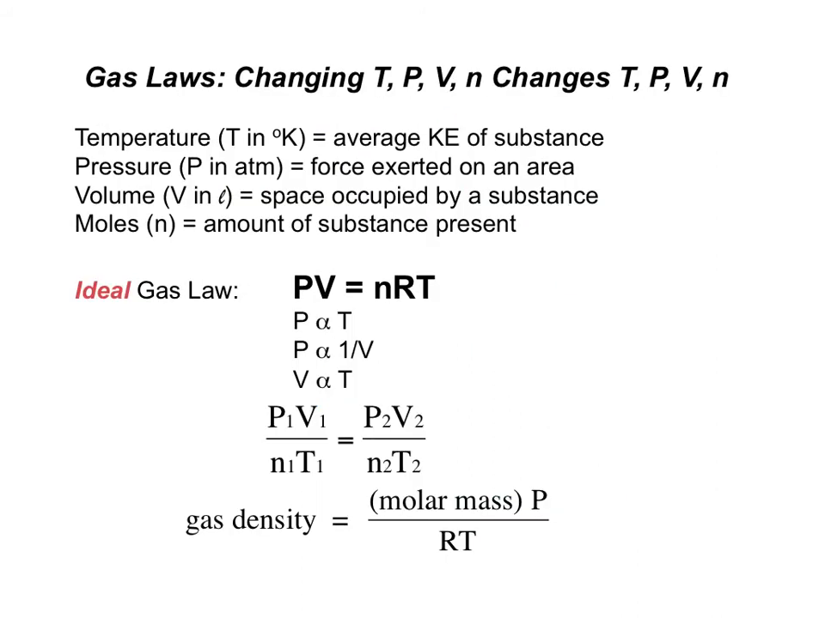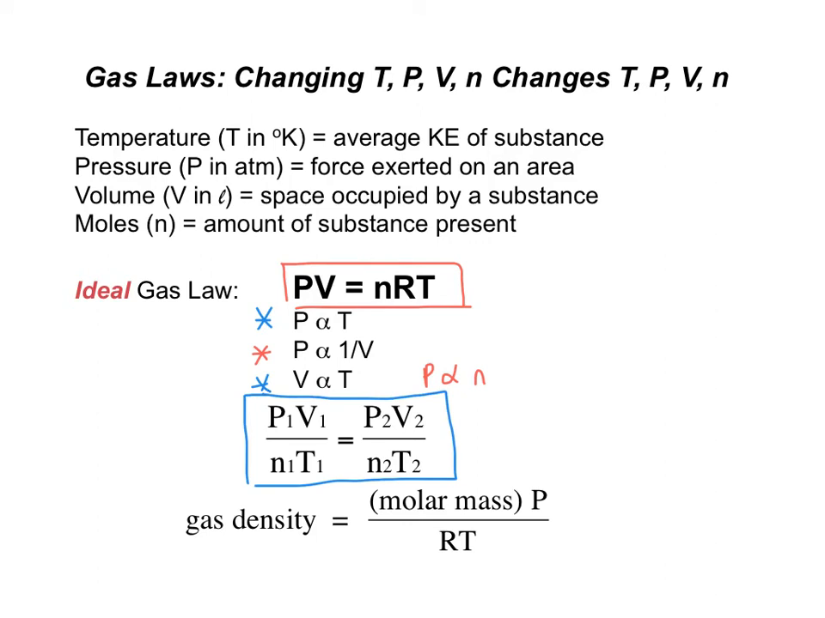From the previous examples, we found that pressure is directly proportional to temperature, pressure is inversely proportional to volume, and volume is directly proportional to temperature. We also found that pressure is directly proportional to moles. Combine all those relationships into one equation and we get the ideal gas law. When we're comparing one set of conditions to another, this is the equation we can use.